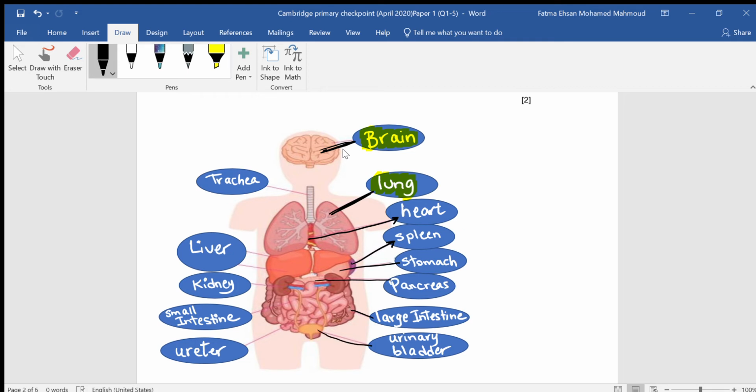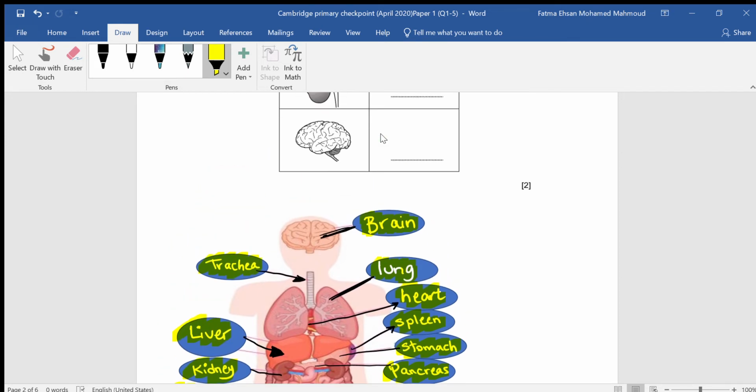ده urinary bladder. ده ureter. الكيدني. يبقى أنا عندي الكيدني. طالع منها ureter. بيصب في urinary bladder. عندي ال small intestine, عندي ال liver, دي ال liver, و the last one here the trachea. Okay, يبقى كده عملنا quick review على human organs: brain, lung, heart, spleen, stomach, pancreas, large intestine, urinary bladder, ureter, small intestine, kidney, liver, and the last one, trachea.